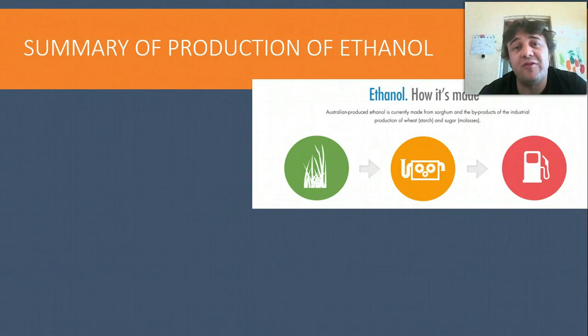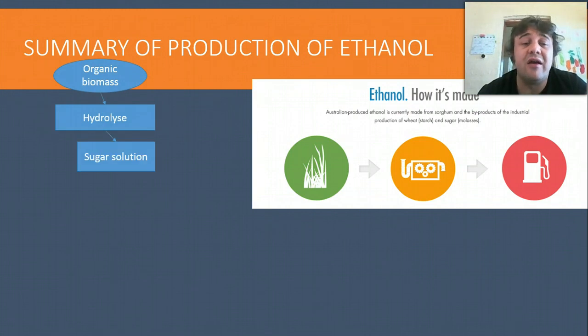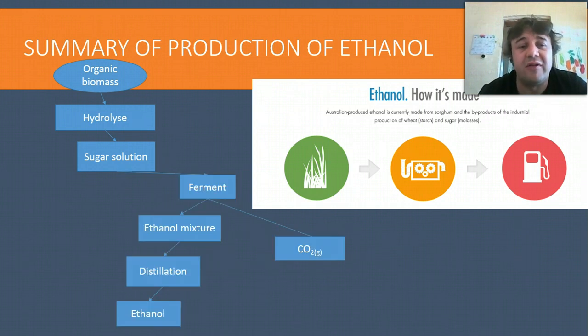Now that whole process, which you probably just wrote down, can be summarized like this. We start off with our organic biomass, which is then hydrolyzed. Once it's been hydrolyzed, we get a sugar solution. What that means is it's breaking the long chain celluloses or starches or maltose even, which is just a disaccharide, into monosaccharides, just glucose. That's why we hydrolyze it. It breaks it down, separates it out into single sugars which have dissolved in the solution.